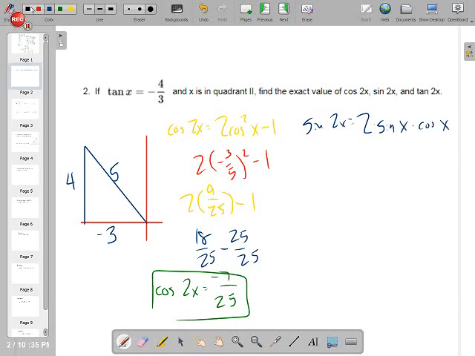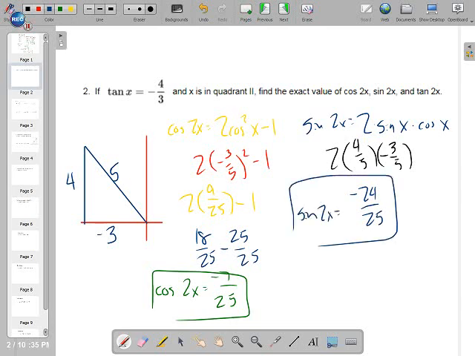So 2 times the sine, which is positive 4/5, and the cosine, which is negative 3/5. When I multiply across on the top, 2 times 4 is 8, 8 times 3 is 24. It's going to be negative because there's a negative in there. And 5 times 5 is 25. The sine of 2x is negative 24 over 25.